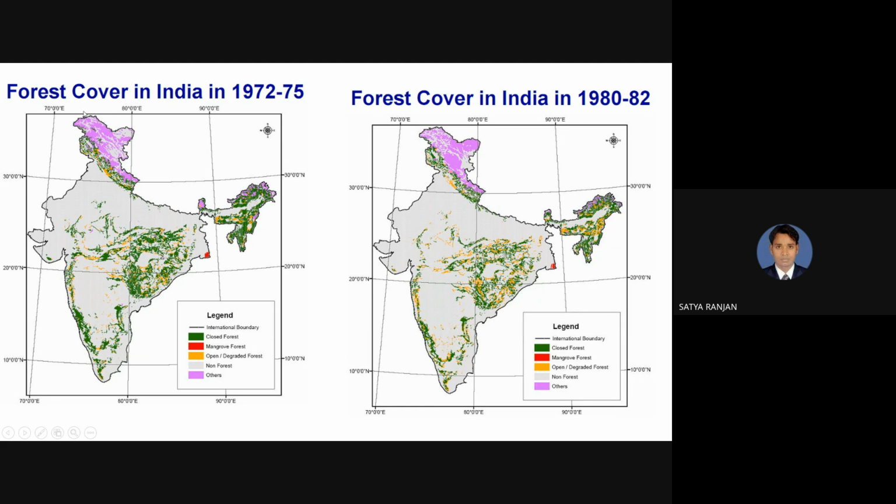So this is one of the maps seen from 1972 to 75. Then forest cover in 1982-83. So how does this forest change? Most of the forests are degraded between these 10 years. These types of classifications are there: closed forest, that is dense forest, mangrove forest, open degraded forest, non-forest, and other forest are classified.